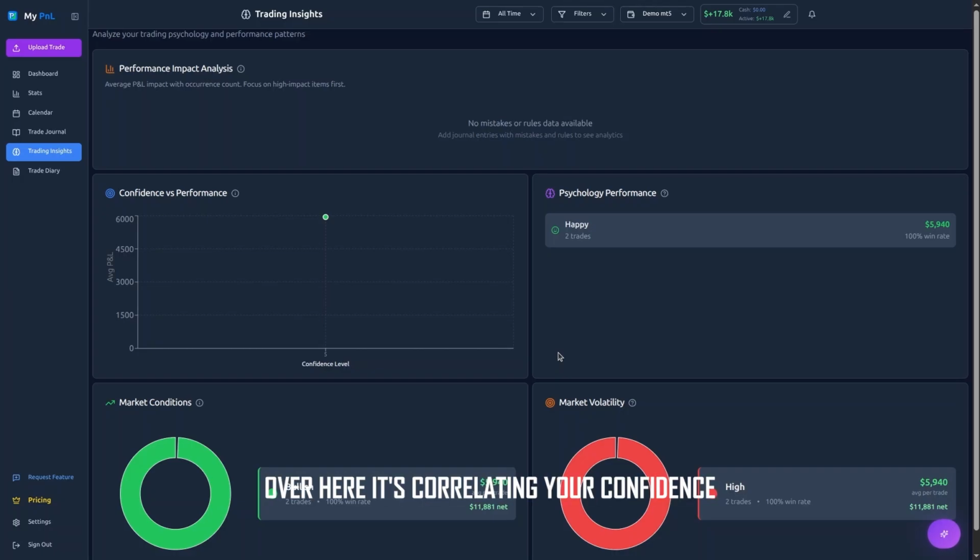Over here, it's correlating your confidence level with your performance, showing a 100% win rate when you felt bullish. It does the same for your psychology, linking feeling happy directly to your profitability and win rate. And crucially, it analyzes your performance in different market volatility conditions, showing you exactly where you excel. This tab isn't just about numbers, it's about understanding the trader behind the trades, helping you identify your strengths and the conditions where you perform the best.